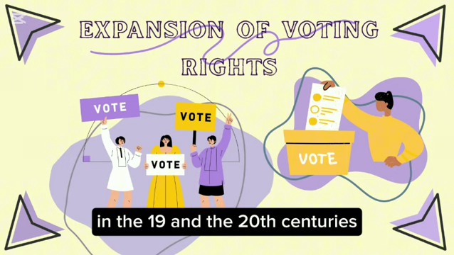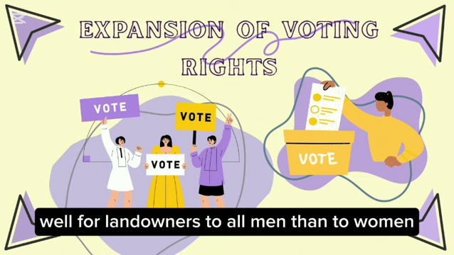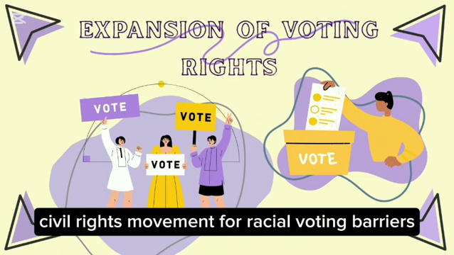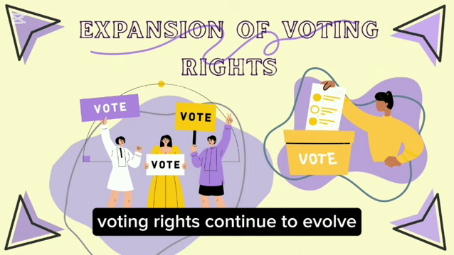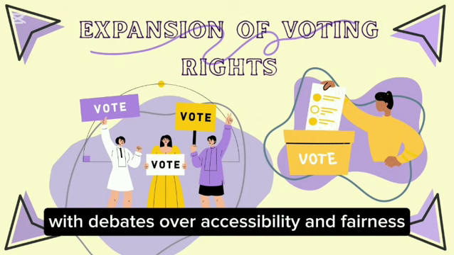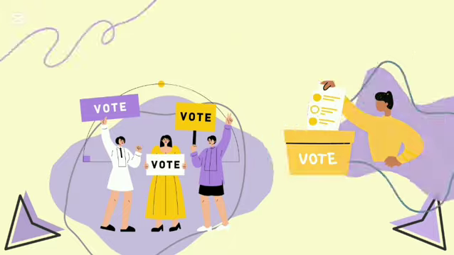In the 19th and the 20th centuries, many countries extended suffrage beyond wealthy landowners to all men, then to women. The civil rights movement fought racial voting barriers like those in the USA. Today, voting rights continue to evolve, with debates over accessibility and fairness shaping democracy worldwide.